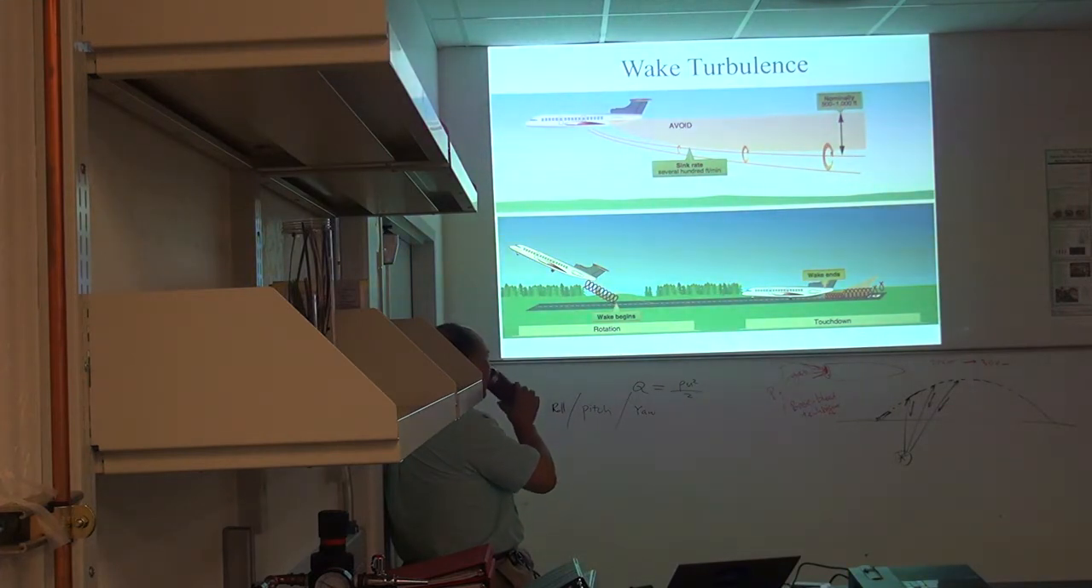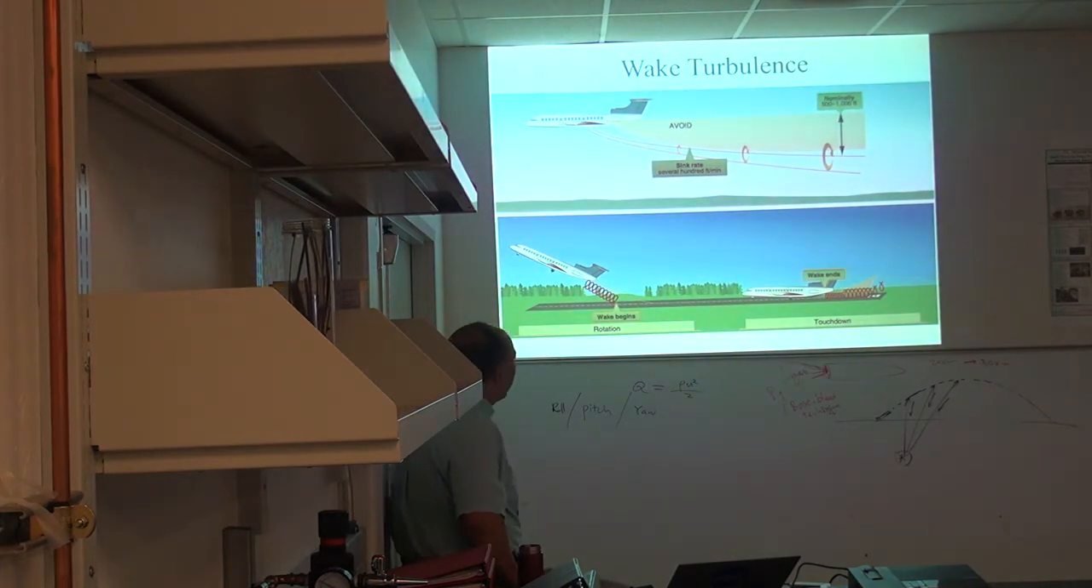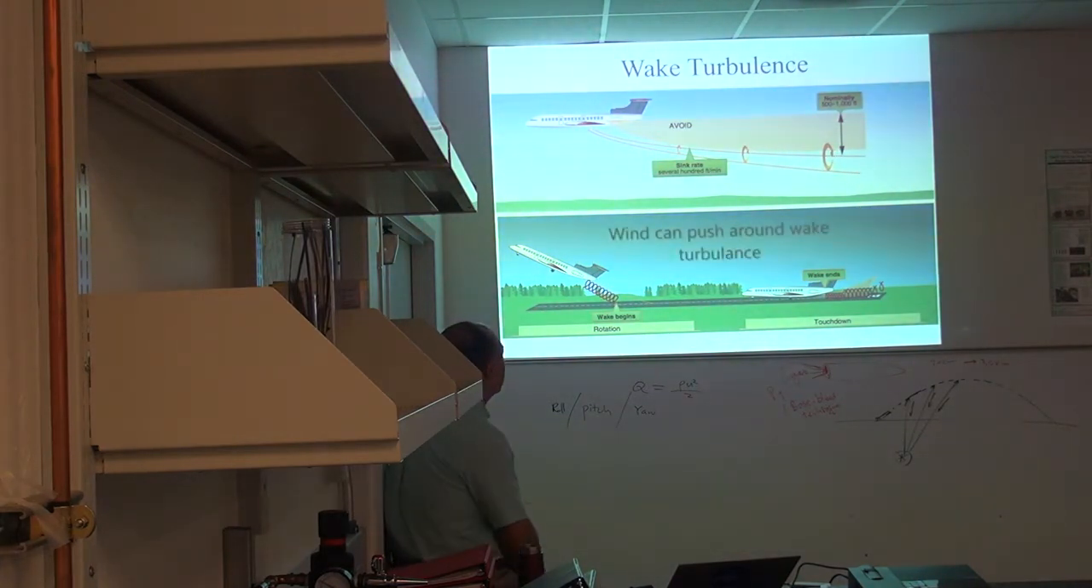A hovering helicopter generates a downwash from its main rotors similar to the vortices of an airplane. Pilots of small aircraft should avoid a hovering helicopter by at least 3 rotor disc diameters to avoid the effects of this downwash. Wind is also an important consideration when dealing with wake turbulence, because it can push around wake turbulence. For example, if there's a 10 knot wind, it will push the wake turbulence in the direction of the wind at a rate of 1,000 feet per minute. If this is a problem, pilots may also wait approximately 3 minutes for the wake to dissipate.